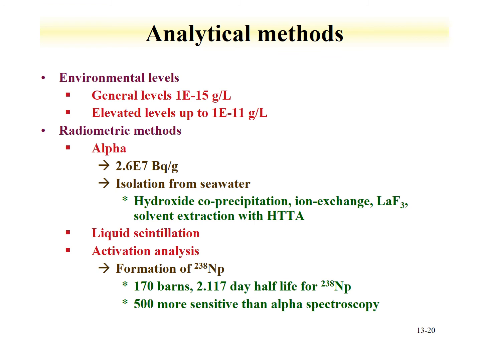Another interesting route is the formation of Neptunium-238 by the neutron capture on Neptunium-237, so neutron activation analysis. The capture cross-section is high, 170 barns, and the half-life of the neptunium-238 is very short, 2.117 days. So this allows for a very sensitive route for the determination of neptunium, and it's found to be 500 times more sensitive than alpha spectroscopy.